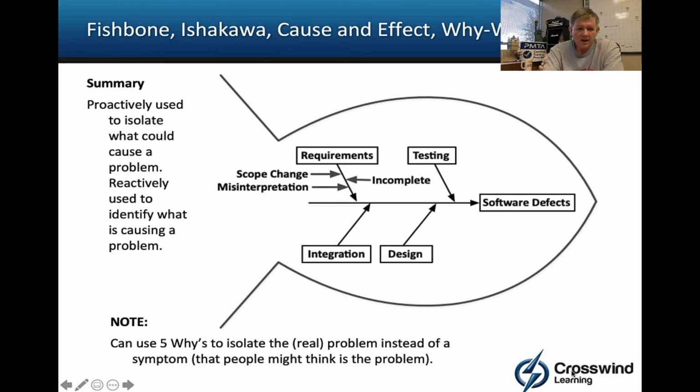Now, I'm going to talk about this note at the bottom of the screen to begin with. We can use 5 Ys to isolate what the real problem is instead of a symptom. So in other words, people might think this is the problem. And really it's a symptom of something else. So if you ask why up to 5 times, typically by the time you get to about 4 or 5, you're looking at what the real problem typically is.